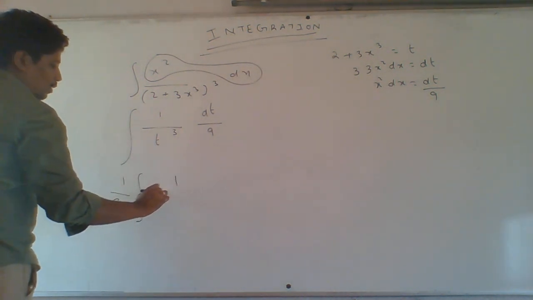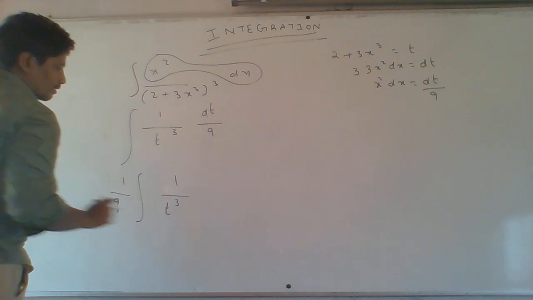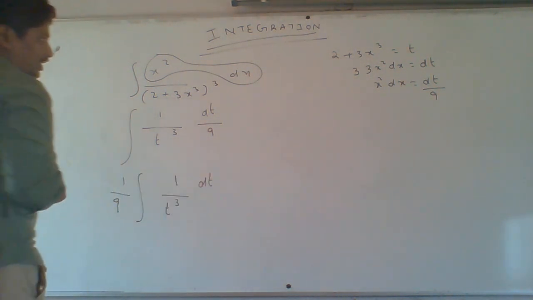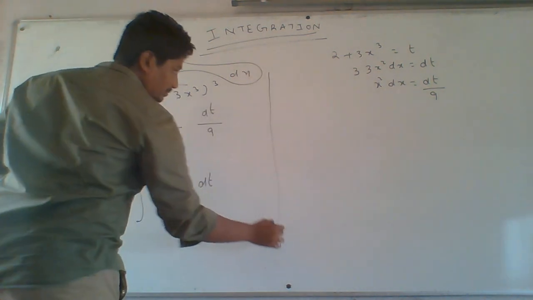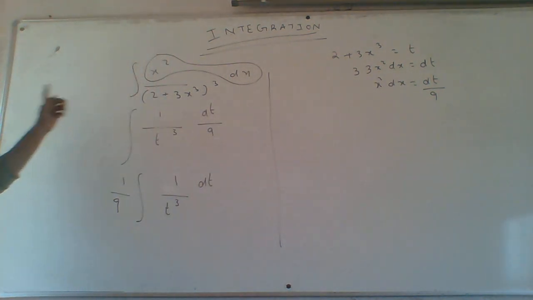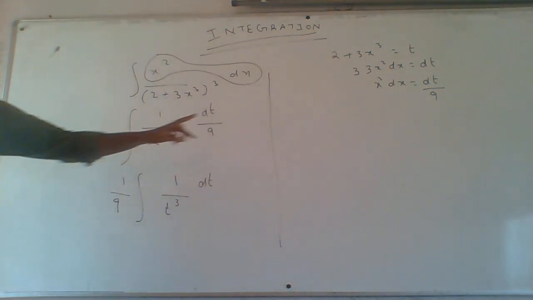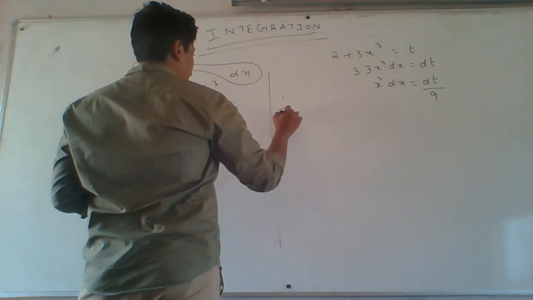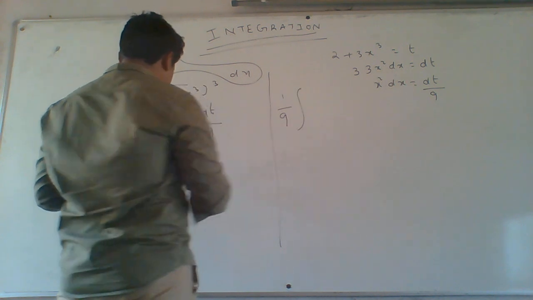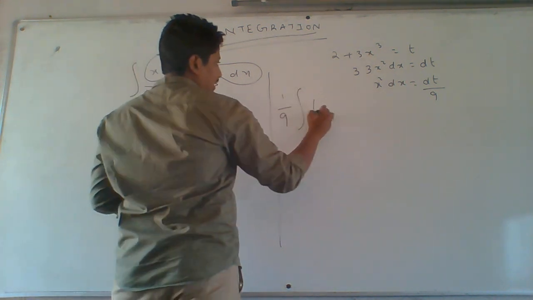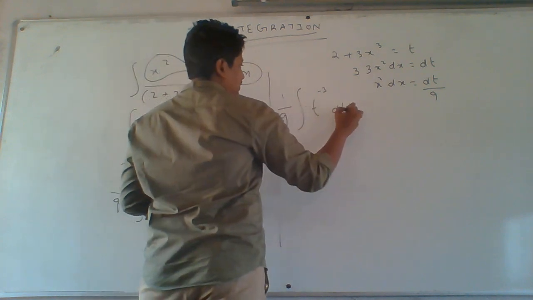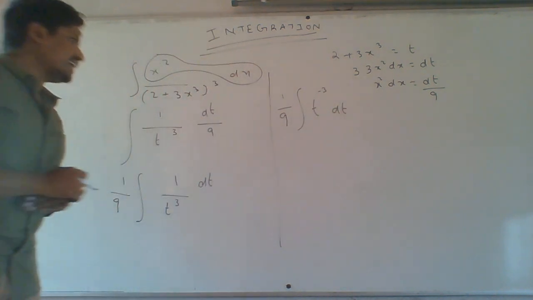Integral 1 by t cube dt. See here, 1 by t cube we can write like this: t power minus 3 dt.